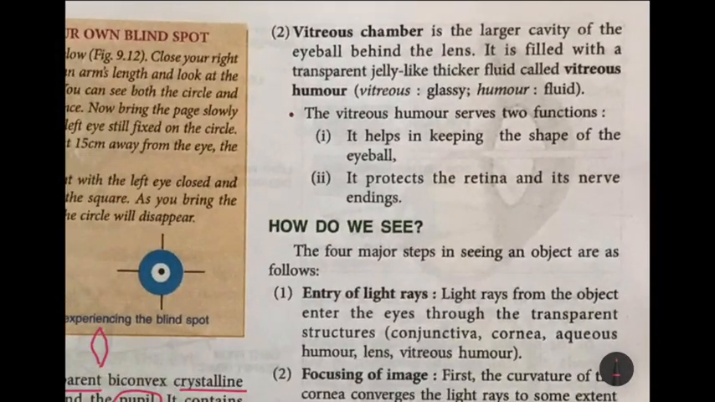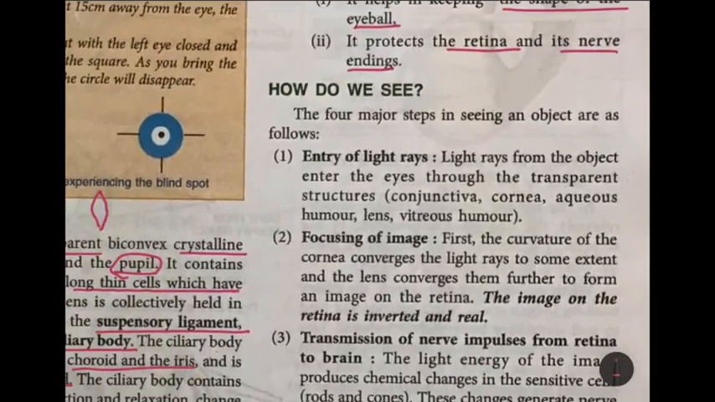Next, we have the vitreous chamber, which is the larger cavity of the eyeball behind the lens, and it is filled with a transparent, jelly-like, thick fluid, which is known as vitreous humor. What is the function of the vitreous humor? It helps in keeping the shape of the eyeball, because of the jelly-like filling, the round or spherical shape is kept. And it protects the retina and its nerve endings. Retina is behind the vitreous chamber, so the retina and the nerve endings are protected by the vitreous chamber. So next we come to how do we see.